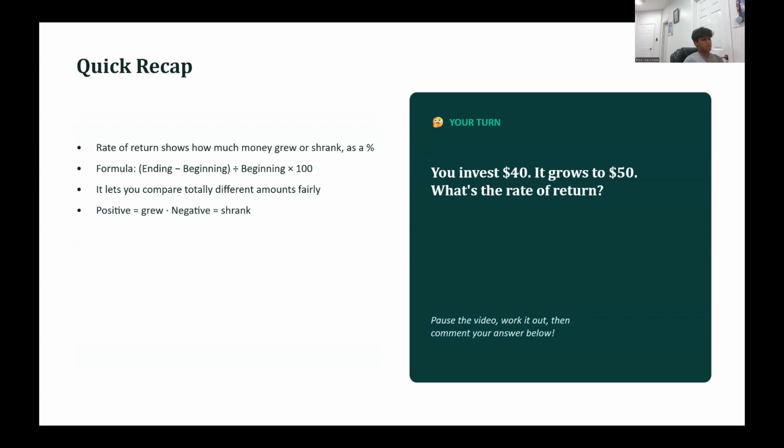Now it's your turn. Here's a quick quiz question. You invest $40 and it grows to $50. What's the rate of return? Pause the video right now, work it out using the formula, and drop your answer in the comments. I'll pin the correct answer once a few of you have guessed.